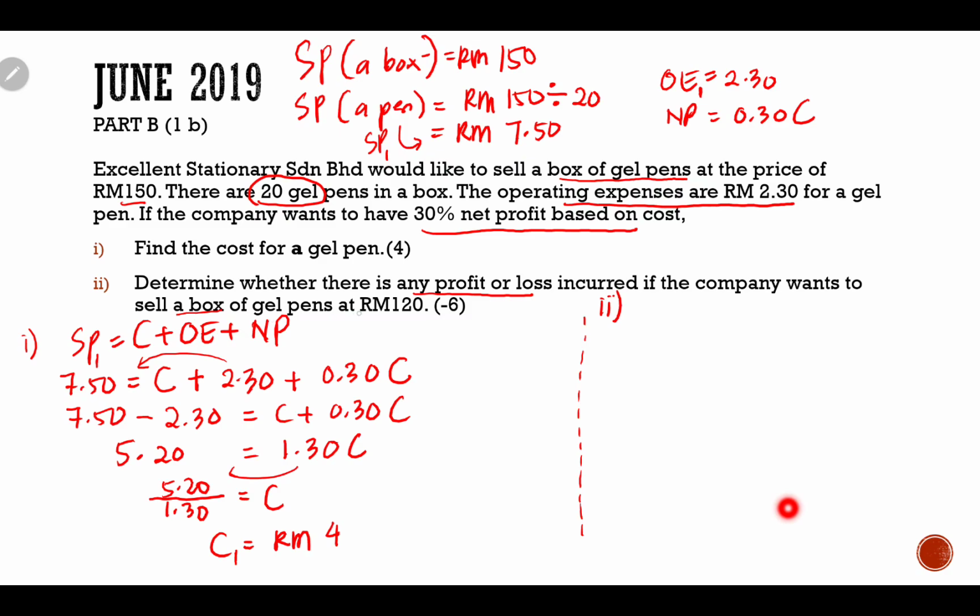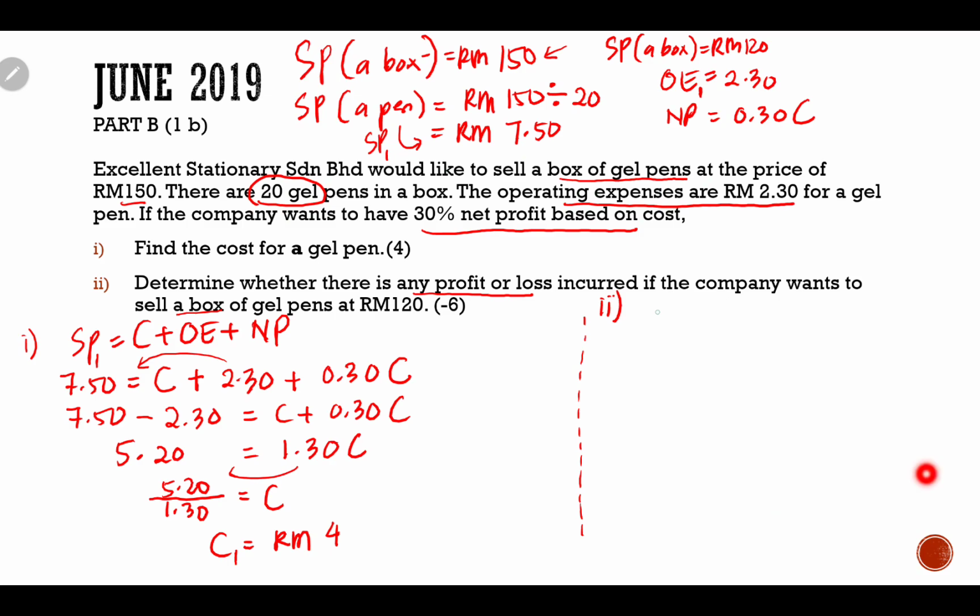box of gel pens at 120. So before this, the company wanted to sell a box at 150. Now, the selling price for a box is RM 120. So you need to check whether there is any profit or loss incurred.